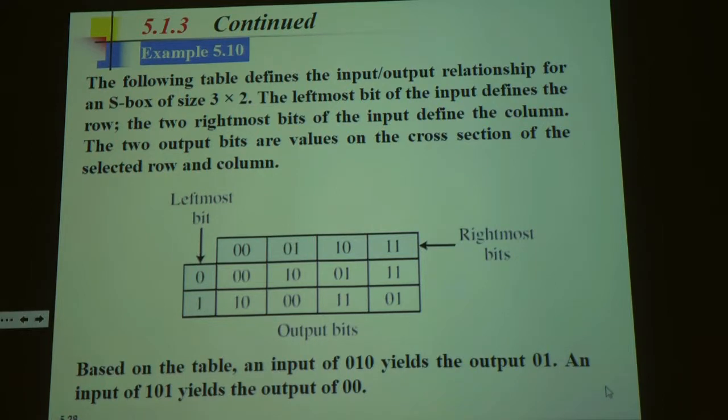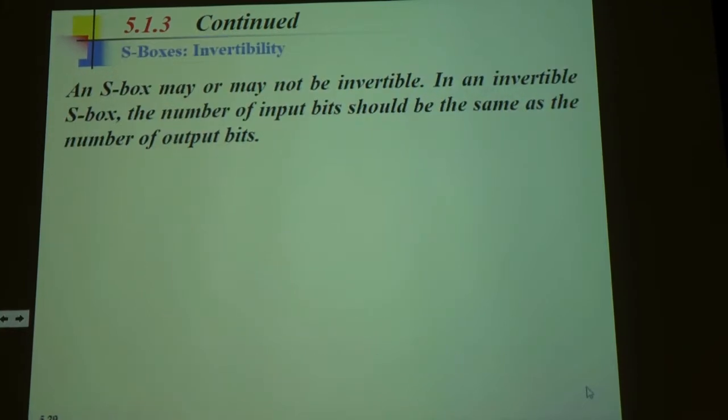So maybe this is not invertible, because it's a compression. We'll see. Alright? So an S-box may or may not be invertible. In an invertible S-box, the number of input bits should be the same as the number of outputs. Okay? We tried it. It's not invertible.